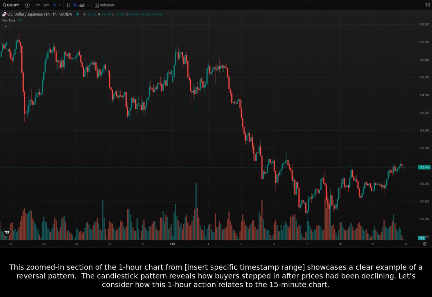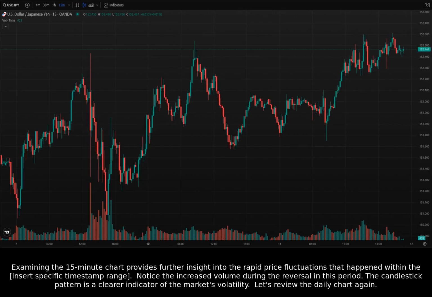Let's consider how this 1-hour action relates to the 15-minute chart. Examining the 15-minute chart provides further insight into the rapid price fluctuations that happened within this period. Notice the increased volume during the reversal. The candlestick pattern is a clearer indicator of the market's volatility.